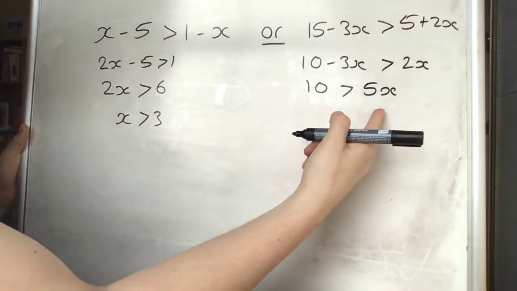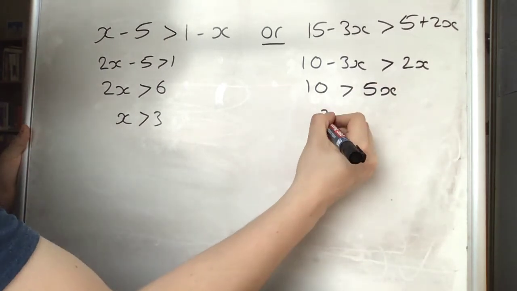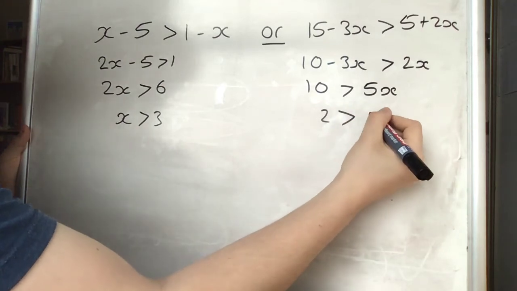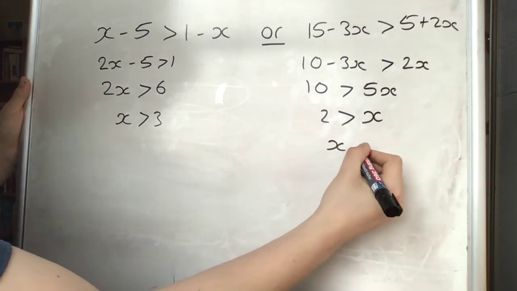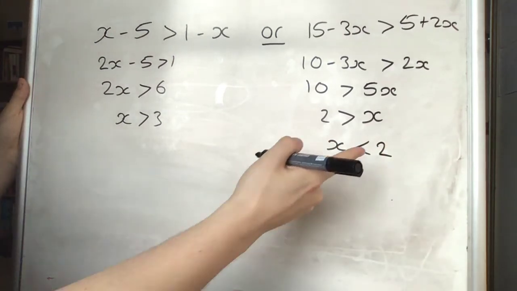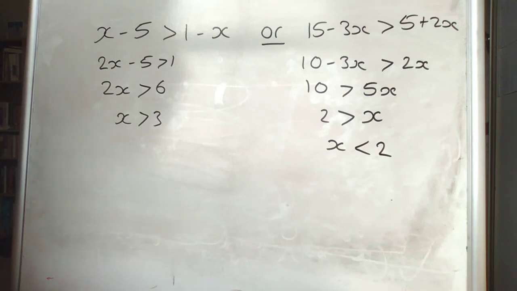And then we're going to divide both sides by 5. So 10 divided by 5 is 2, and 5 divided by 5 is 1. So that's going to give us x, and we can just say that that is x is less than 2. So just turn that around essentially.